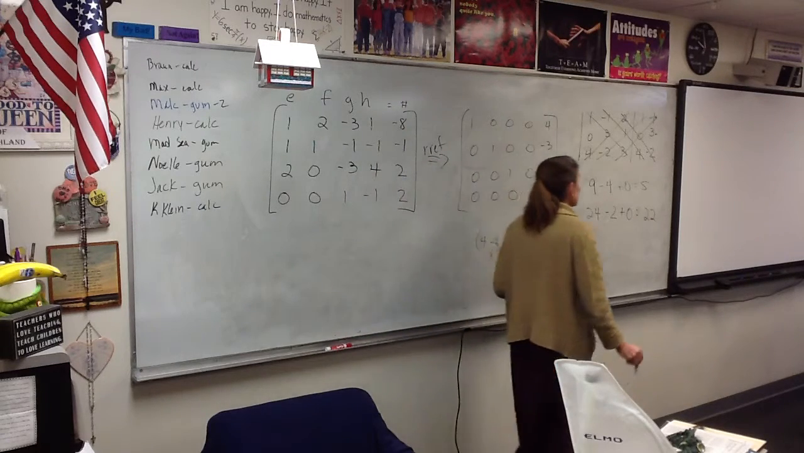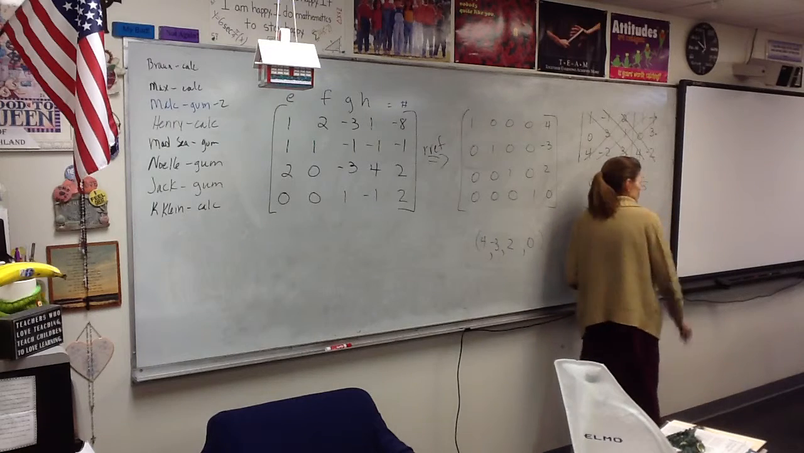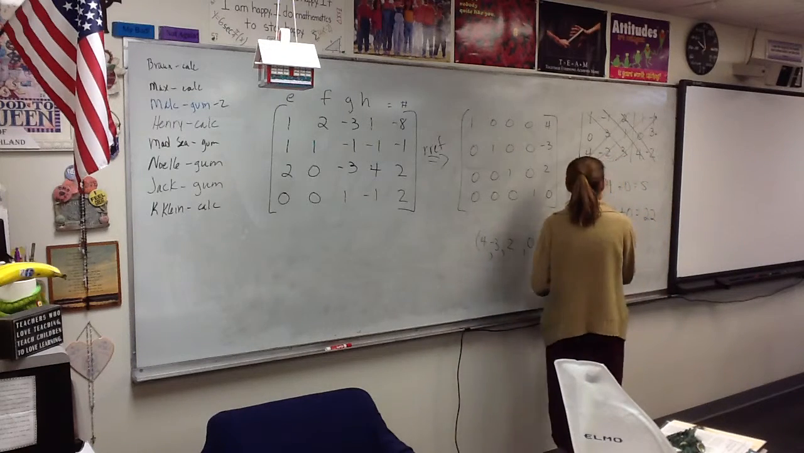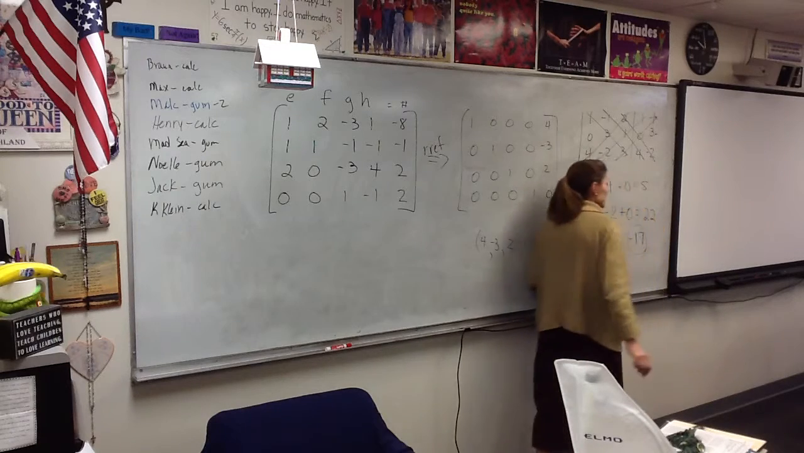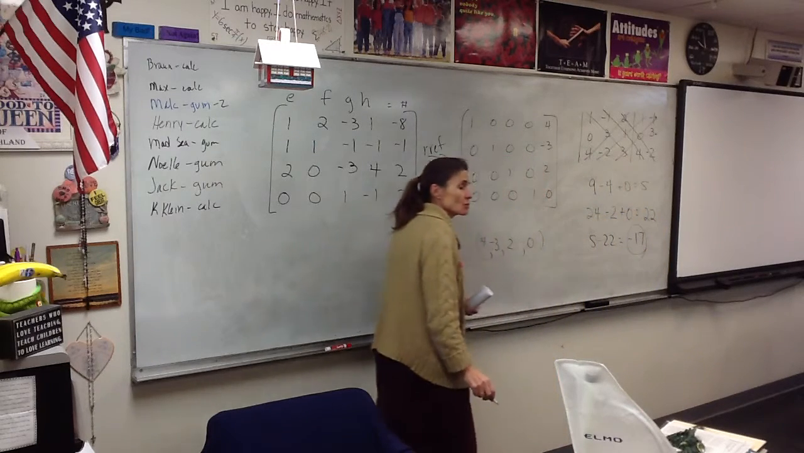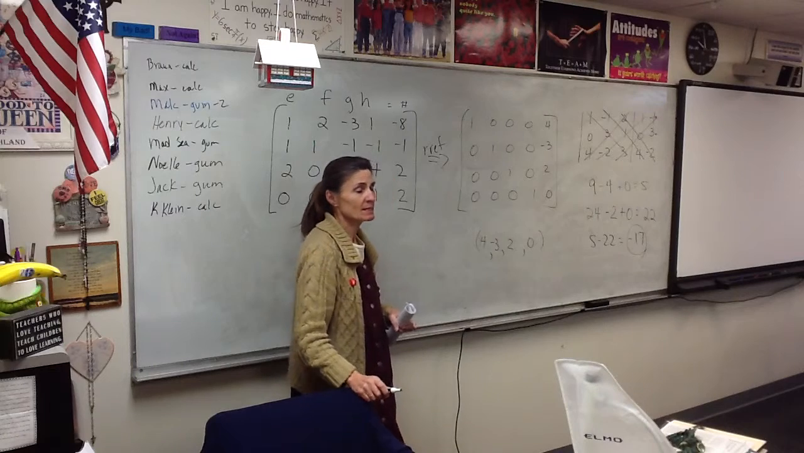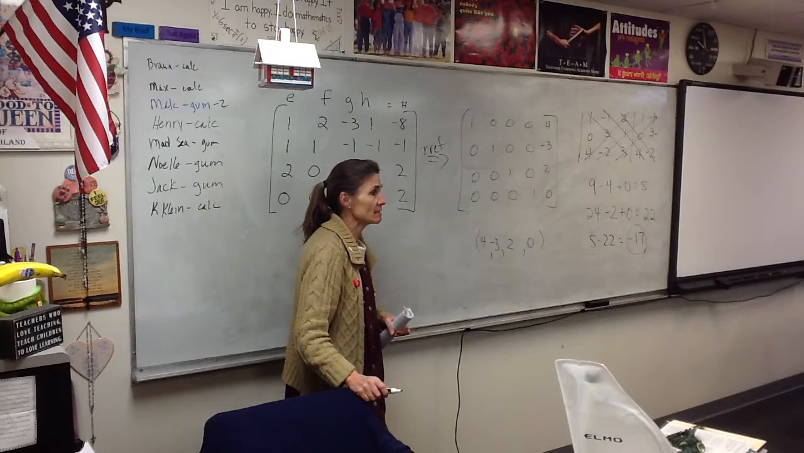Now, what do you do with these 2 totals you got? Subtract them. So 5 minus 22 will be negative 17. So the value of the determinant is negative 17.